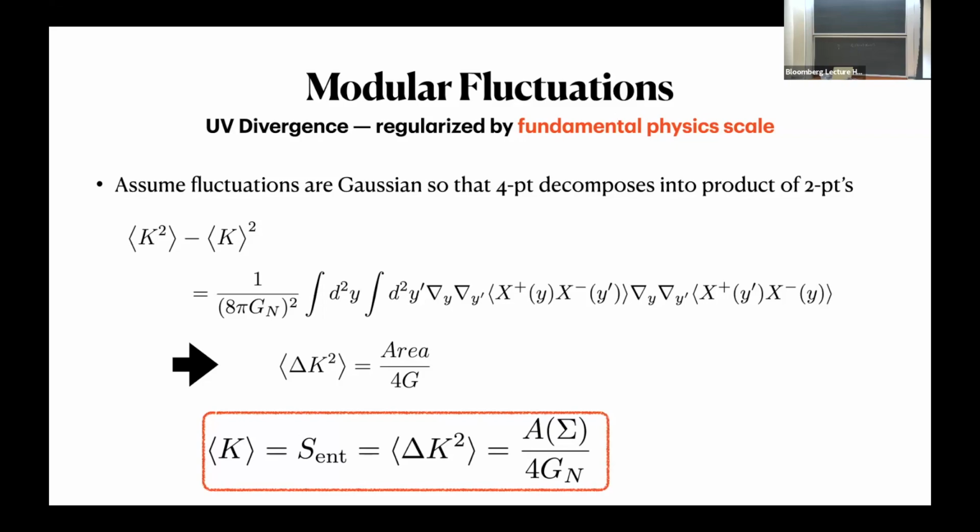And I think the most important thing here is that the form of the divergence is exactly the same as for the expectation value of K. So if you fix the divergence to be 1 on 4G Newton, that means that the divergence that's going to appear here is going to be exactly the same. And so what you find is that the expectation value of K and its fluctuations both scale with the area and have the same divergence, which I've decided to set to be 1 on 4G Newton.